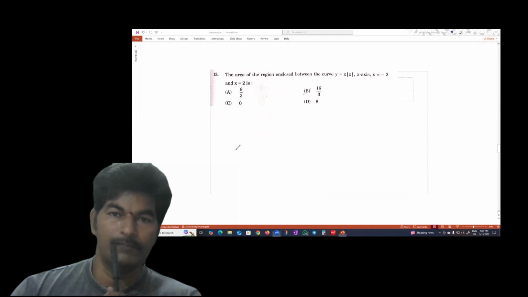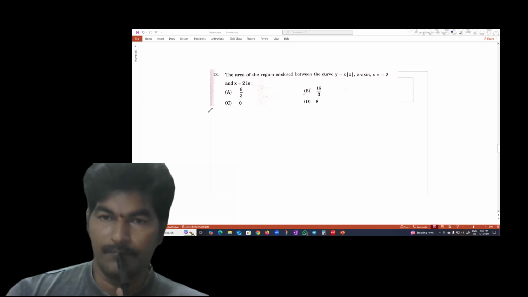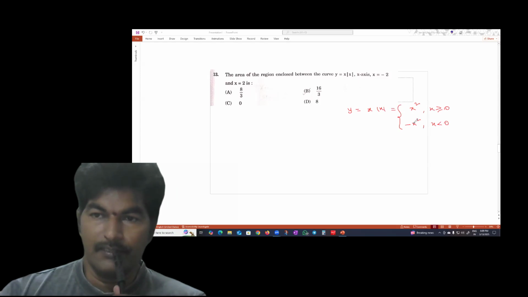Next, problem number 13. The area of the region enclosed between the curves y equal to x mod x, the x-axis, and x equal to minus 2. Okay. Let's define this: y equal to x into mod x. It will be equal to x square, of course x into x, if x is greater than or equal to 0, and minus x square if x is less than 0, because mod x is negative. So this is the definition of the curve.